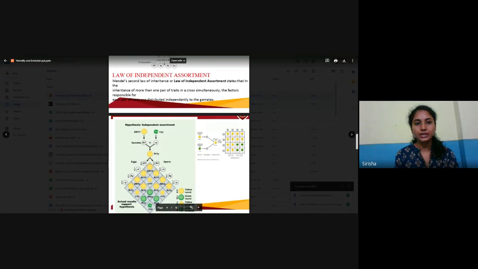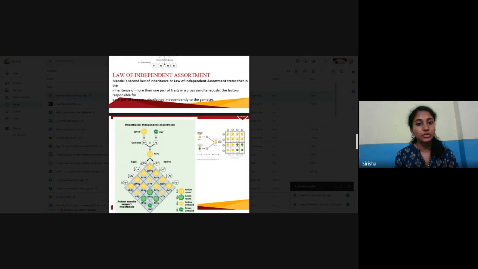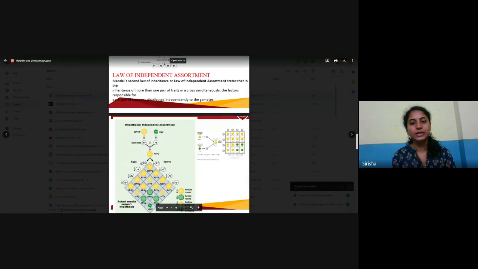Now let us see the other law, that is the law of independent assortment. Mendel's second law of inheritance, or law of independent assortment, states that in the inheritance of more than one pair of traits in a cross simultaneously, the factors responsible for each pair of traits are distributed independently to the gametes. In the previous law, they were not distributed independently, but here they are.